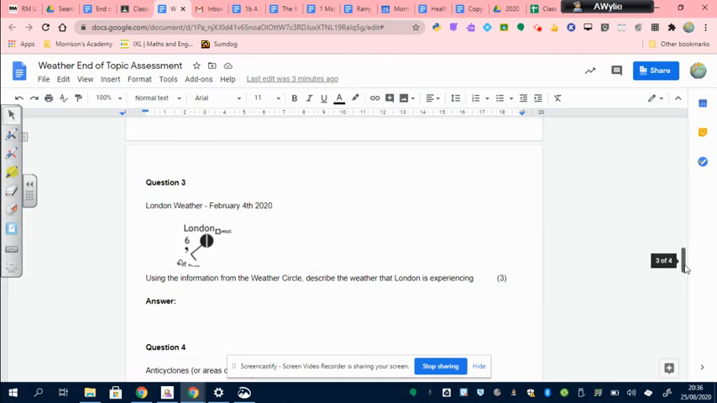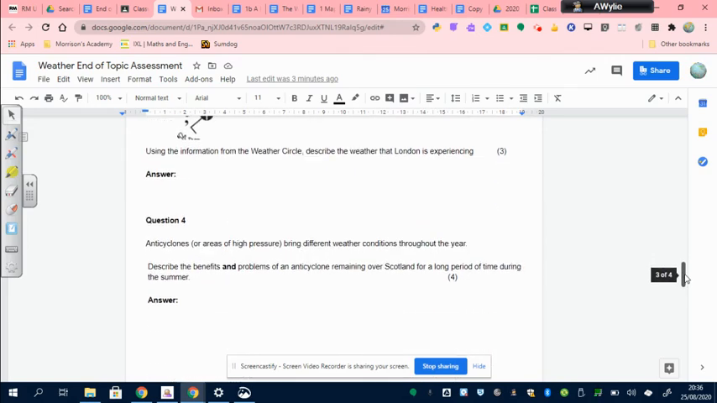Okay. Question 4 is a straightforward question that says anticyclones, or areas of high pressure, bring different weather conditions throughout the year. Describe the benefits and problems of an anticyclone remaining over Scotland for a long period of time during the summer. So there's 4 marks for this. So we need 4 descriptions. Those descriptions have to be a mixture of benefits and problems. And we have to think about it being a long period.